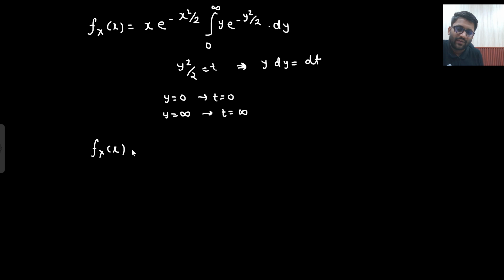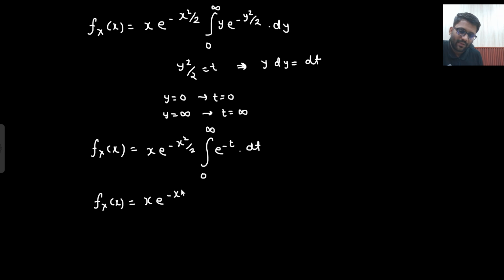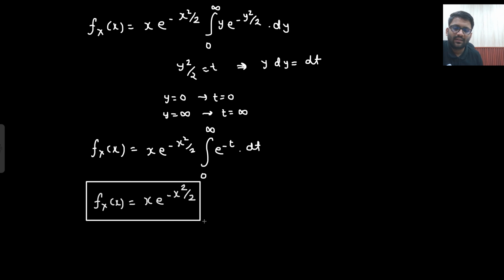So what you are getting, f_X(x), x e to the power minus x square by 2, t will go from 0 to infinity, y dy will be dt and e to the power minus t dt. When you integrate it, you will get 1, right? So what is the answer you are getting? f_X(x) you are getting as x e to the power minus x square by 2. This is your marginal PDF of x.